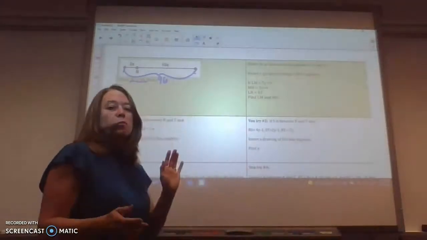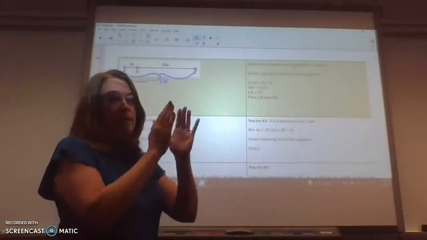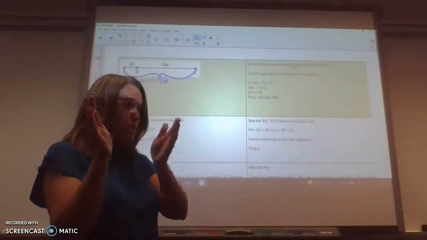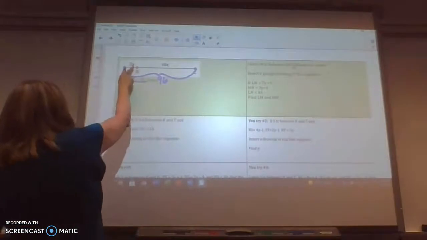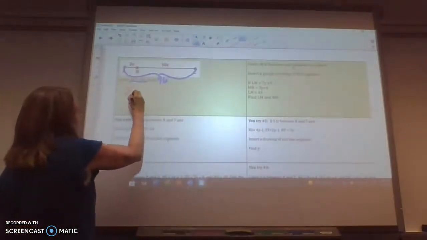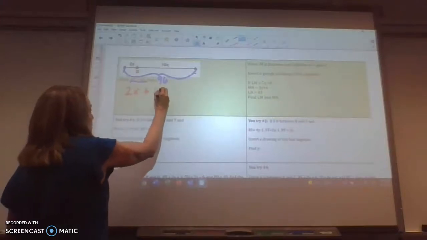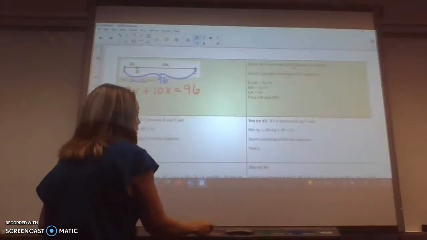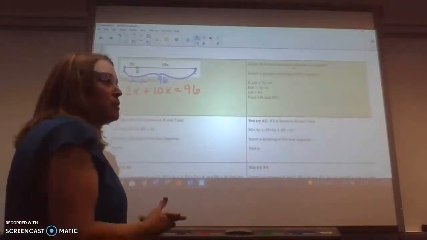Now, I remember from what we said on the last video that each part added together equals the whole part. So a little part plus little part equals the whole part. Here's my little part plus my little part equals the whole part. So my little part, 2x, plus the other little part, 10x, equals 96. That's my equation that I'm going to set up. And then I'm going to decide what to do.